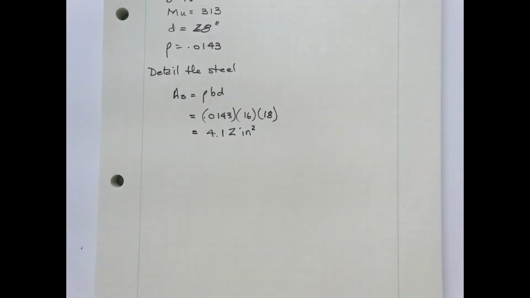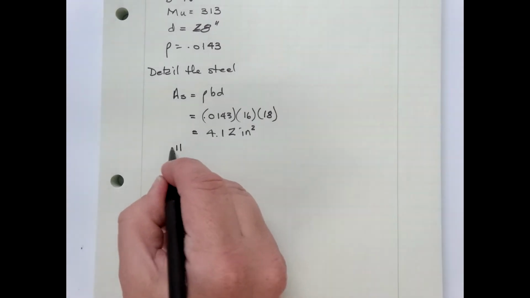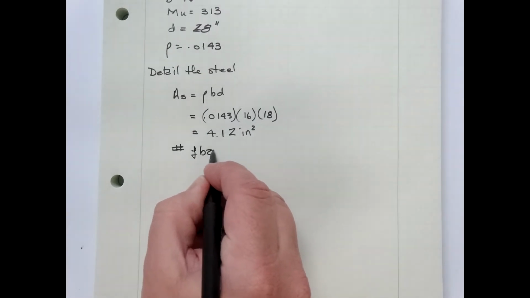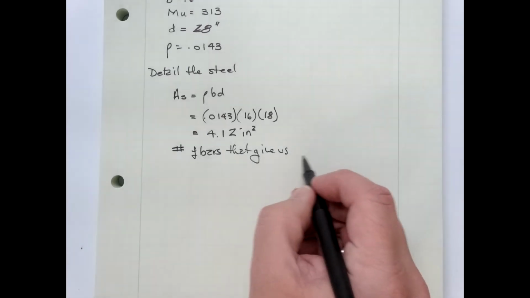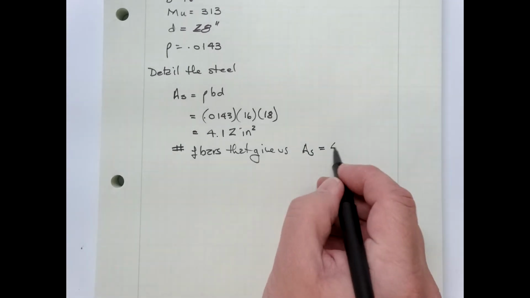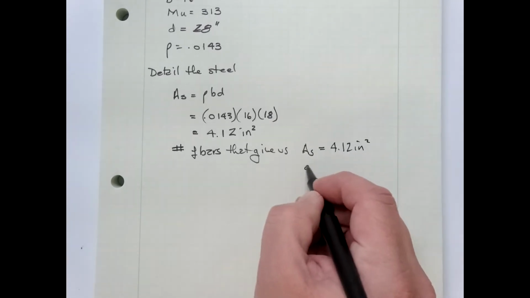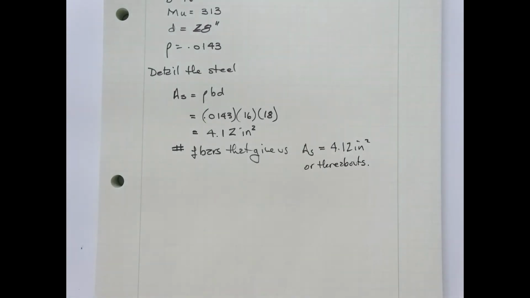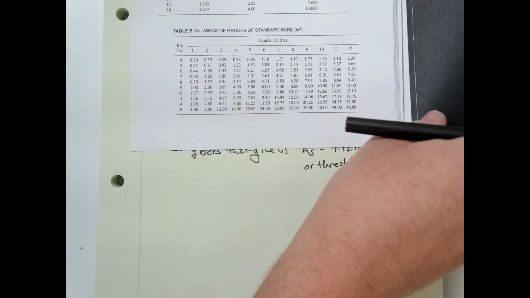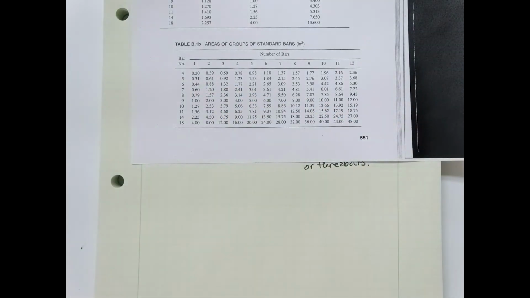So what are we going to do? We need to find out a number of bars that give us A sub S is equal to 4.12 square inches or thereabouts. Right? We don't need it to be exactly 4.12. That's why they call it design. We're going to make a selection. We're going to go to our friendly neighborhood design aid. We're going to say, okay, here's my design aid.